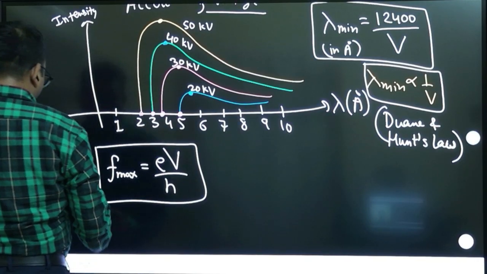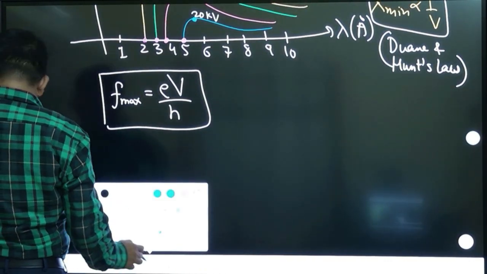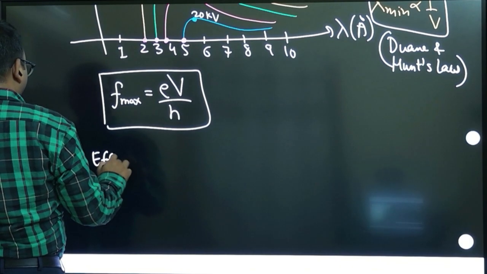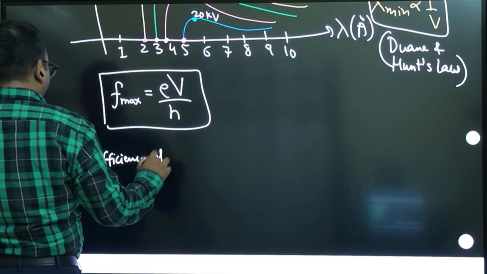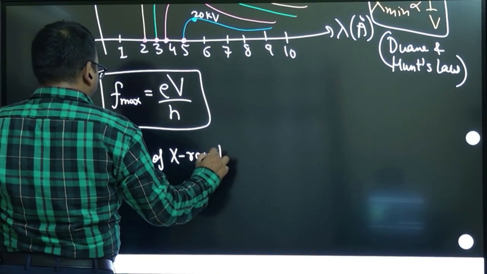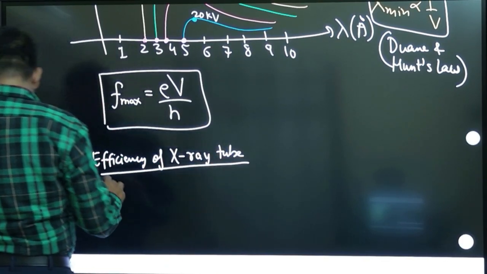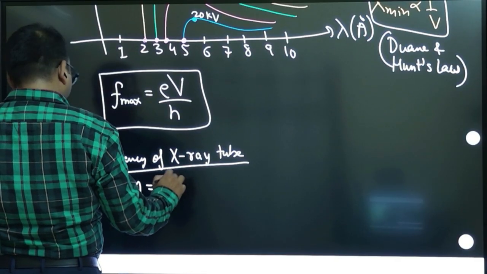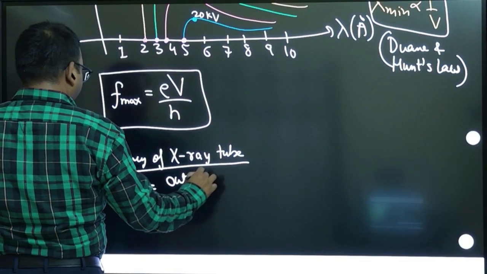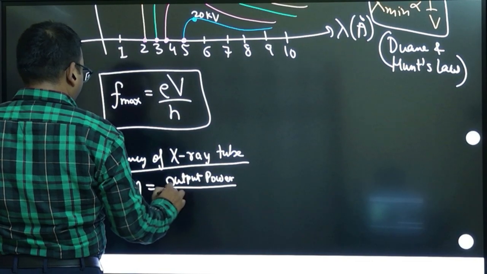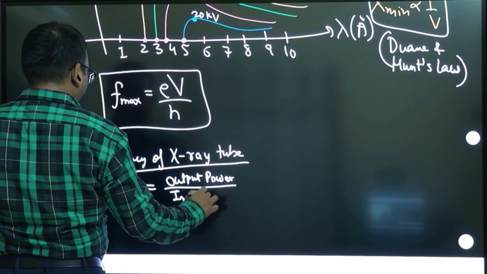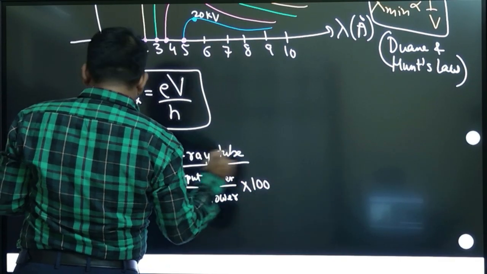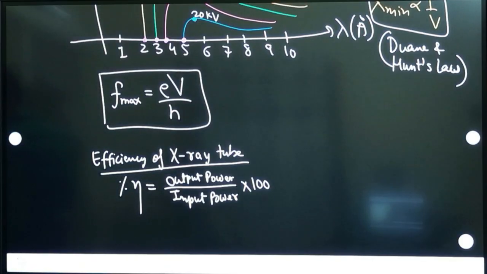And here, how to calculate efficiency? Let us note the efficiency formula. Efficiency of X-ray tube. X-ray tube efficiency is given as percentage efficiency: output power by input power into 100. That will come as a percentage. Okay, that we can calculate.